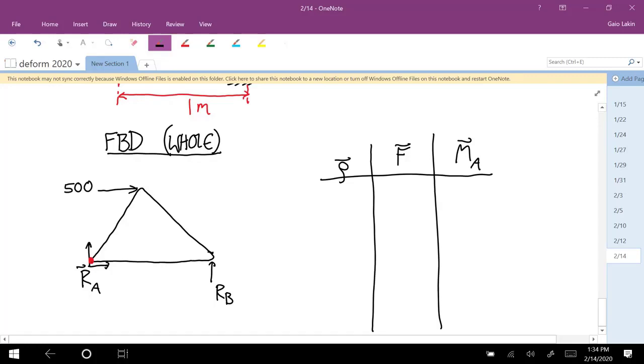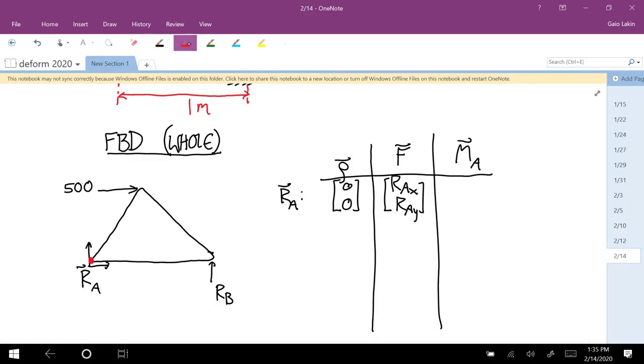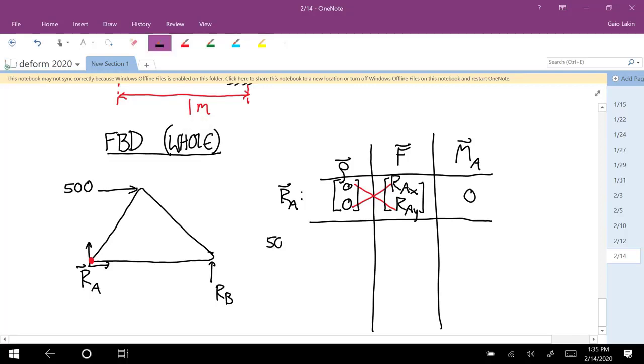Okay, so if the row vector is down here, I'm going to first deal with this force RA. The row vector is the vector that goes from the about point to where the force is applied, so that's 0 here. The force vector is just the components, RAX, RAY. Take the cross product, so that's this times this minus this times this, and you get 0 for the Z component of the moment. And then the 500 Newton force, the row vector. So we're looking for the vector that goes from the about point to where that force is applied.